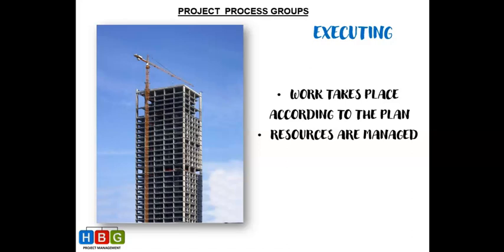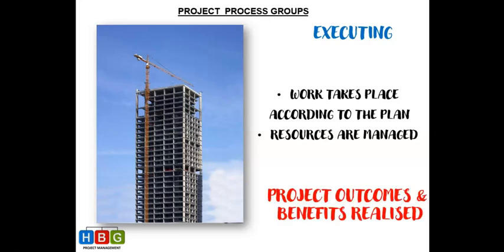This is where things need to happen, and everything needs to come together in the executing phase of the project. So in other words, the main outcome is that your project outcomes and benefits are realized here. If you look at the building in the picture on the left hand side, this is where the building needs to be built. The planning has been done. We need to execute, and we need to do it now. Right here. So that's execution.